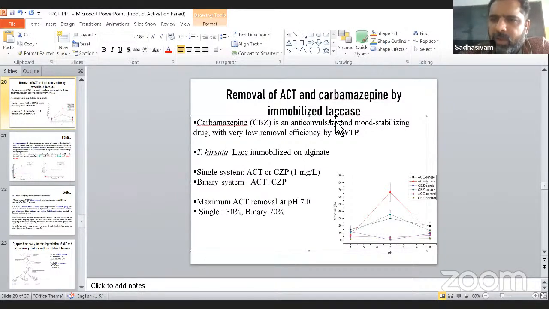So the single drug is called a single system. The mixture of drugs is usually called a binary system. In a binary system, the efficiency is high. I think I'm running out of time. So these are all the different approaches.